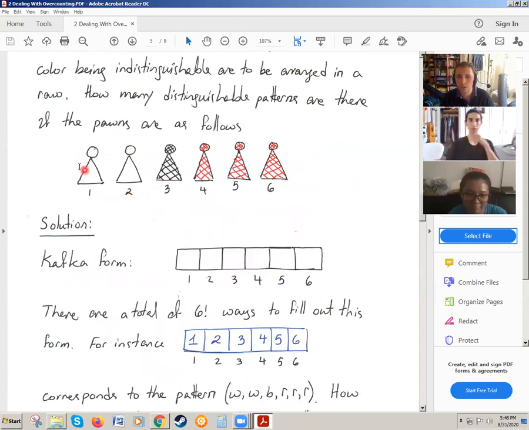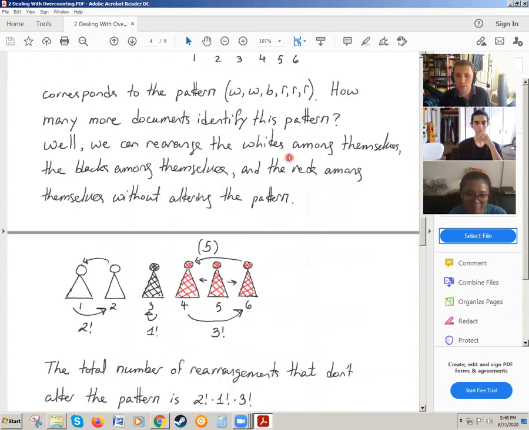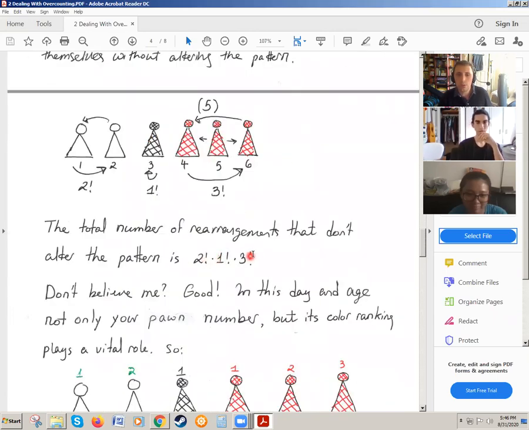So the object is not a single pawn. The object is all the things that we're observing all together. That's my object, okay? Like a chain, if you want to imagine, like a linear bracelet. So white, white, black, red, red, red. This corresponds to a word that describes this pattern, but there are many other words. There are exactly 2 factorial times 1 factorial times 3 factorial such words, okay?